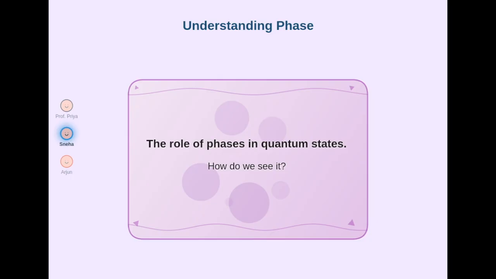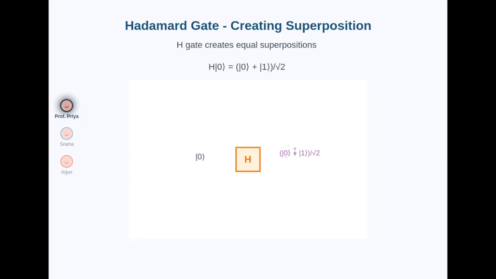Professor, I understand that the Pauli Z gate changes the phase of 1, but since measurements only give us 0 or 1, why does this phase really matter? The Hadamard gate is fundamental. It creates superpositions. When applied to 0, it produces an equal superposition of 0 and 1 states.